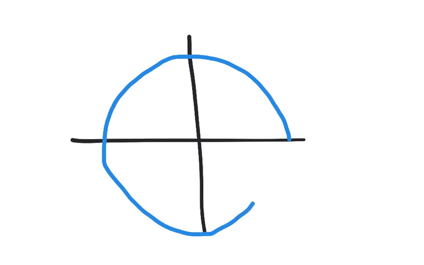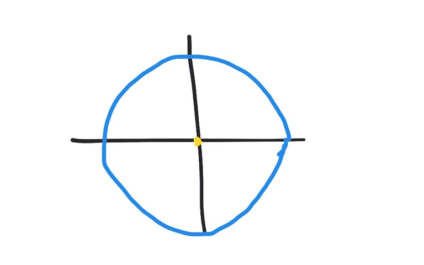Okay, so we're going to start here with the unit circle. Let's talk about what a unit circle is. A unit circle is a circle that is centered at the origin and has a radius of 1. What that means is from the center to any point I draw has a distance of 1.